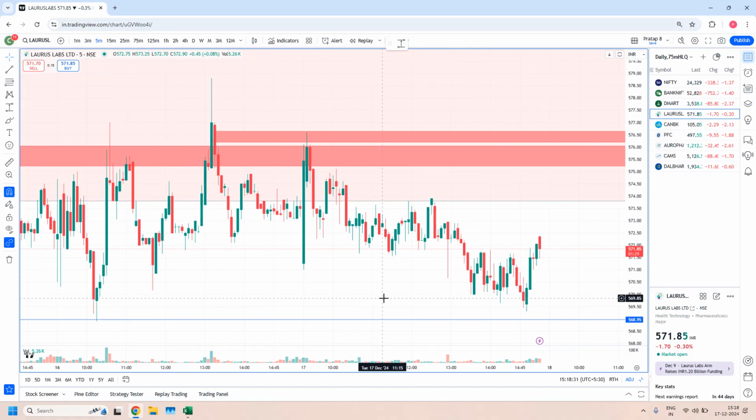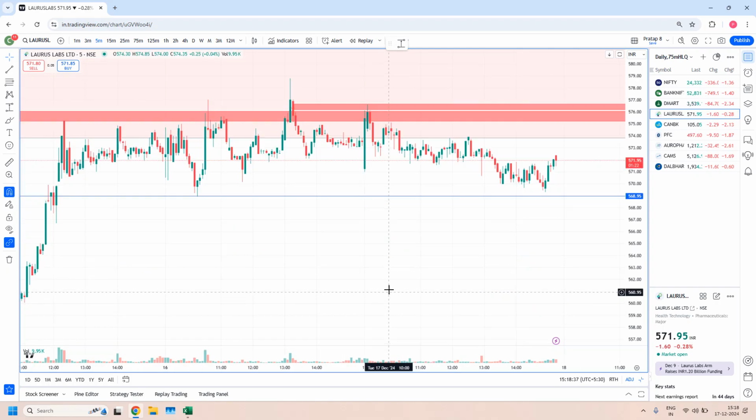So every day for the last 1 week we are talking about Laurus Labs, because every day our software is recommending it, continuously for the last 1 week. If our software did not recommend a stock, we won't keep it in this list. Only previously recommended stocks we will keep in this list.